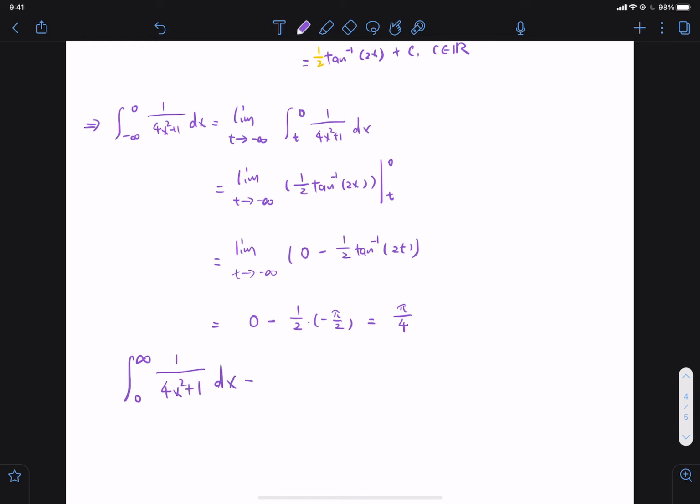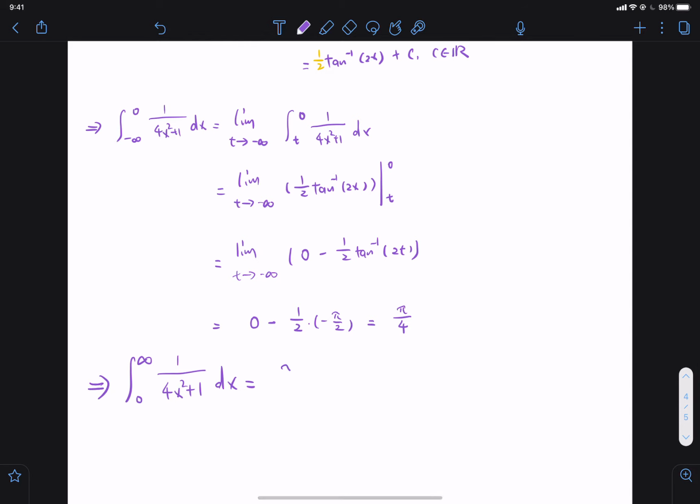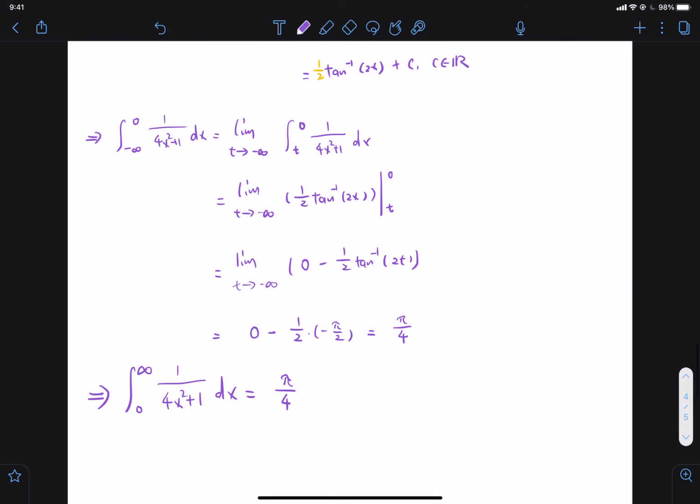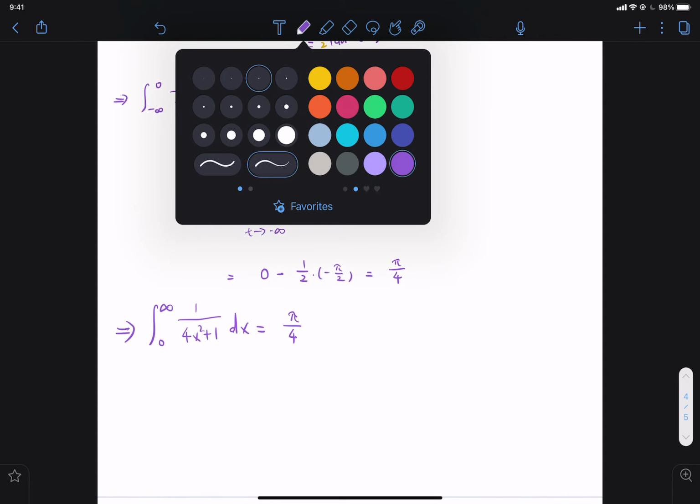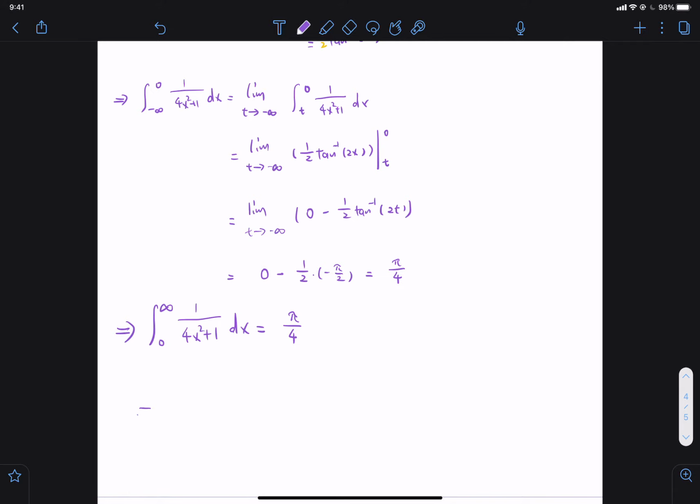This one is also pi over 4, right? Because this is an even function. So if this part is true, then it means this part is true. This is an even function because of this fact. So this is also pi over 4. And after this, we can combine the sum, right? So it means the whole thing is gonna be convergent, right? That is pi over 4 plus pi over 4 is pi over 2, right? Convergent.